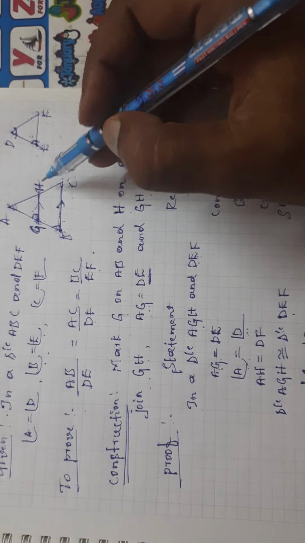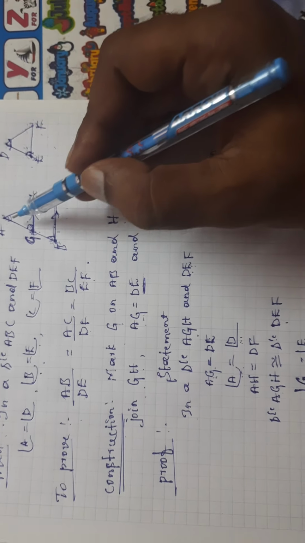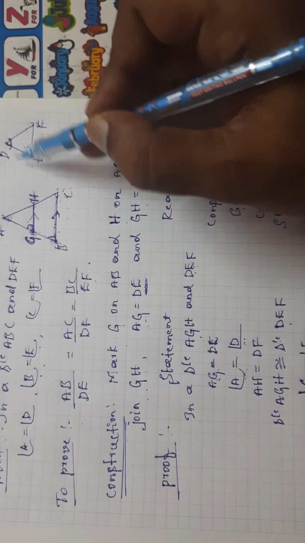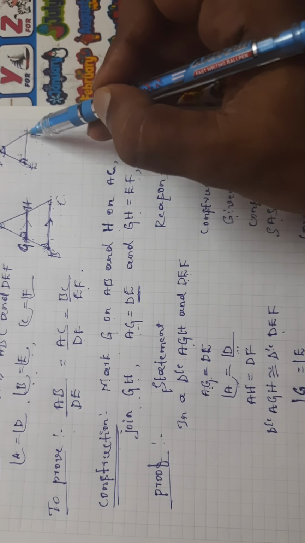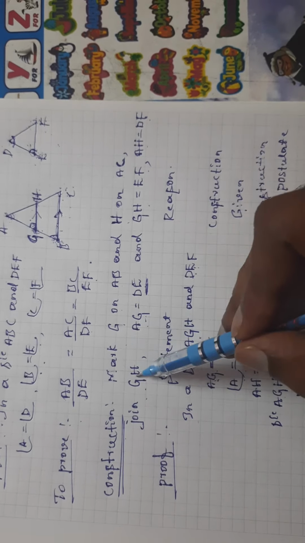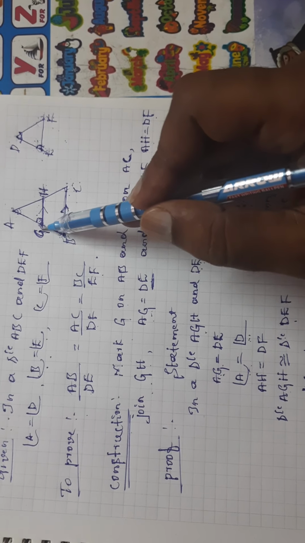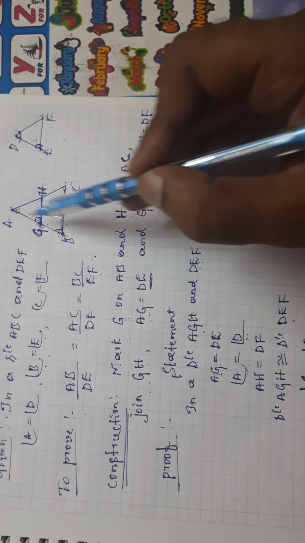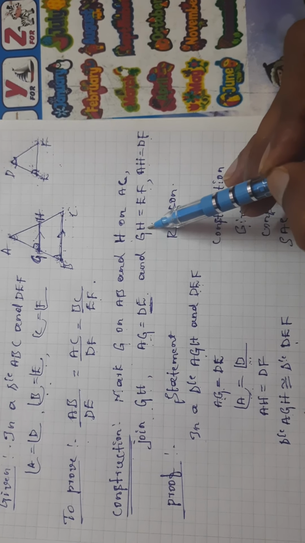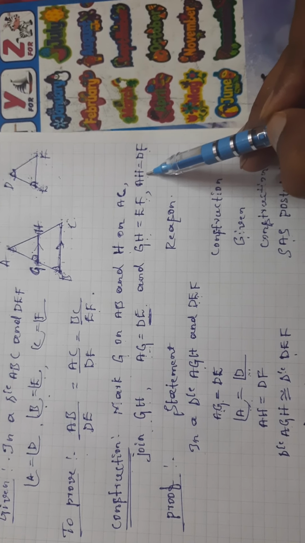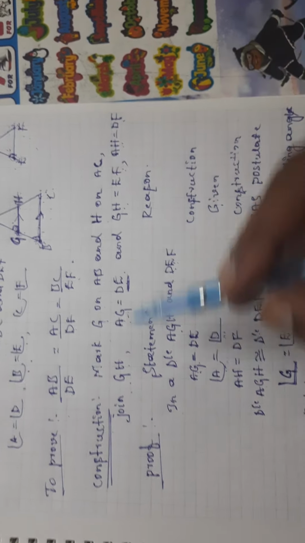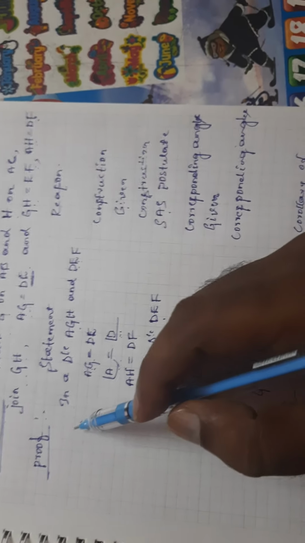Okay, we need a construction. What kind of construction do we need? The triangle AGH is congruent to DEF. That kind of construction we need. That is, after the construction of GH, AG is equal to DE, GH is equal to EF, AH is equal to DF.